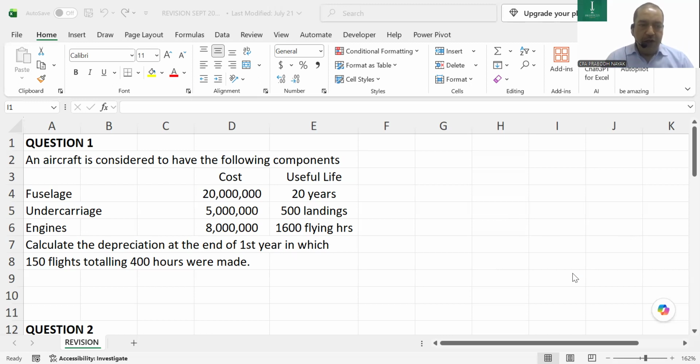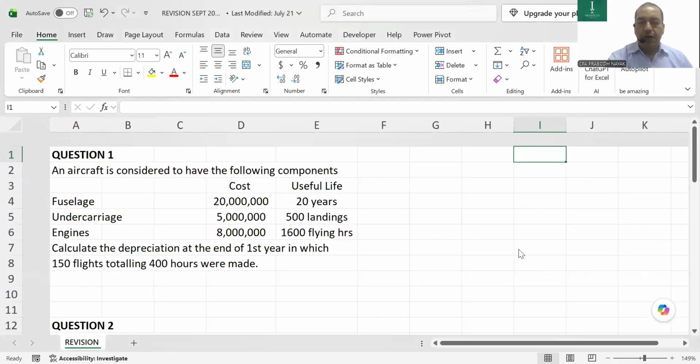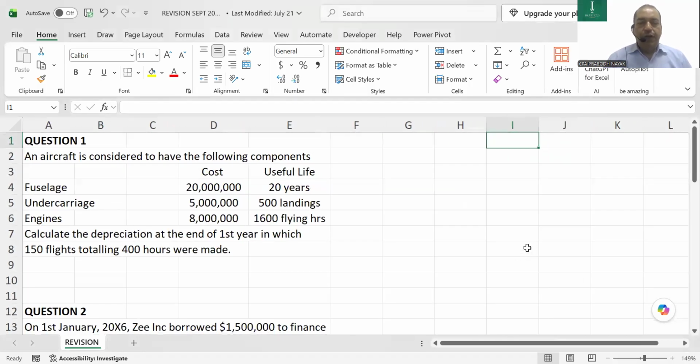The first one I have taken is where we are calculating the cost of an asset. Given is that an aircraft is considered to have the following components. You are given cost and the useful life. Fuselage, $20 million, 20 years. Undercarriage is $5 million, 500 landings. Engines, $8 million and 1,600 flying hours. Calculate the depreciation at the end of the first year, in which 150 flights totaling 400 hours were made.